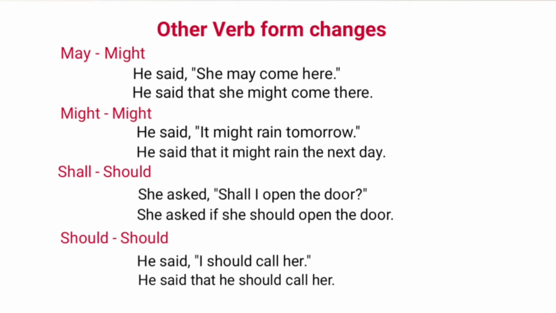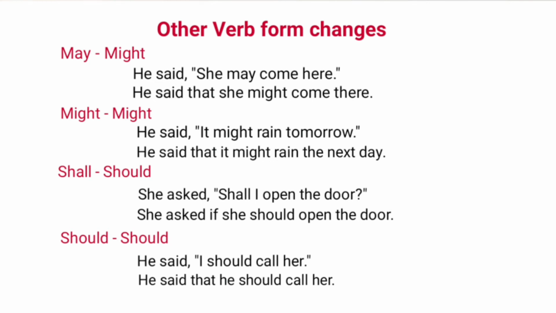Modal verb may transforms into might. Example, he said, "She may come here." In indirect speech, he said that she might come here. Might remains as it is. Look at this example. He said, "It might rain tomorrow." And in indirect speech, the sentence is: he said that it might rain the next day.